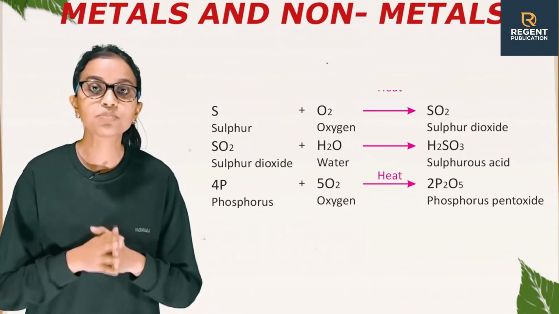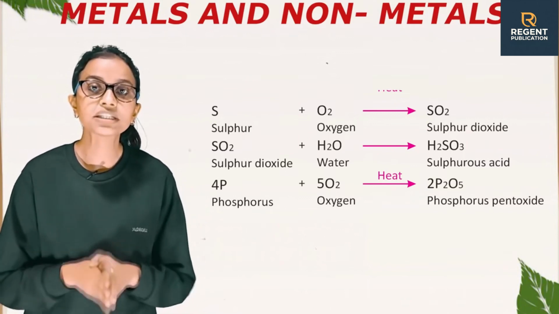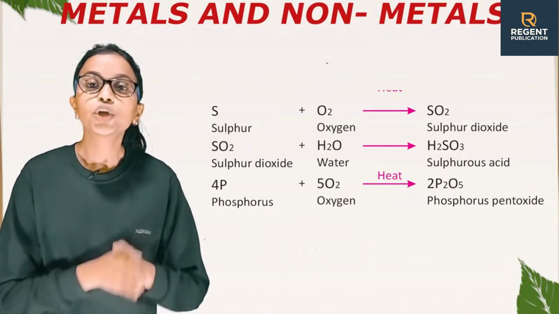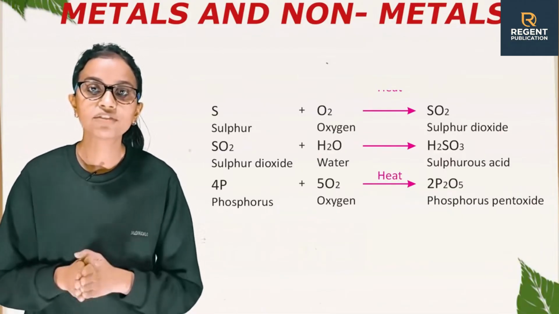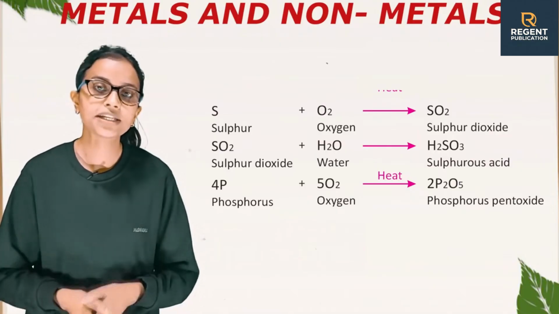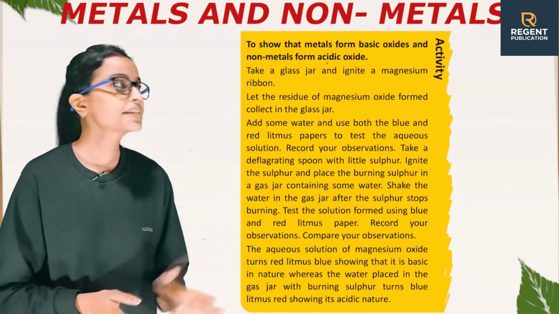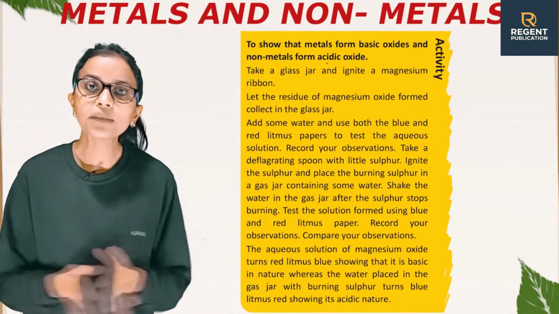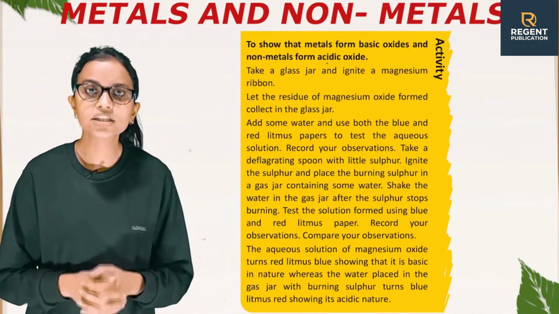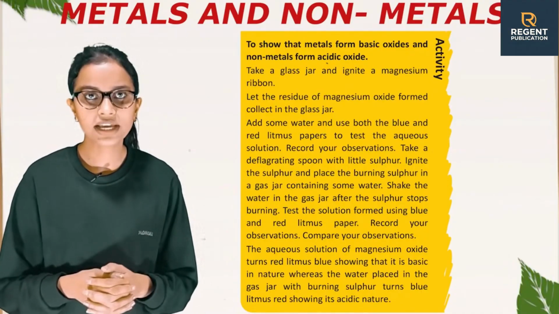4P phosphorus plus 5O2 oxygen gives, when heated, 2P2O5 phosphorus pentoxide. Now there is an activity to show that metals form basic oxides and non-metals form acidic oxides.